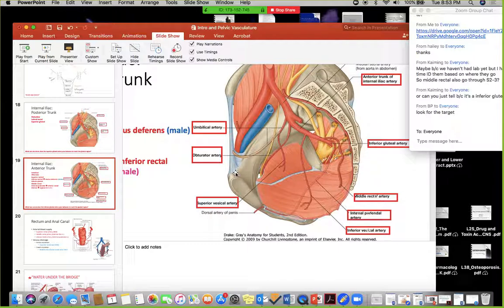And then from there, you can try to trace it back to see if you can find its origin and name it. But I promise, in the practical, they're going to be fair. They're going to show you the relationships and all that. So don't stress about it.